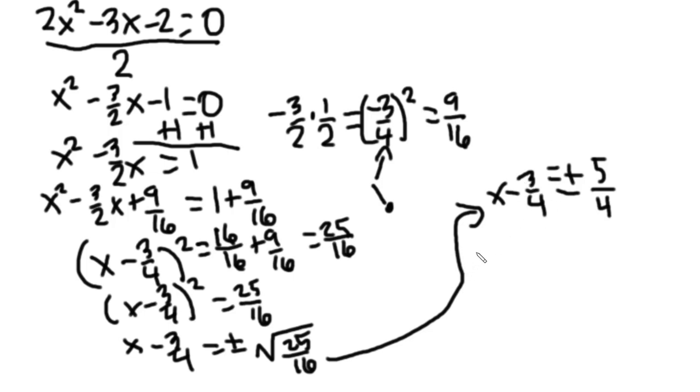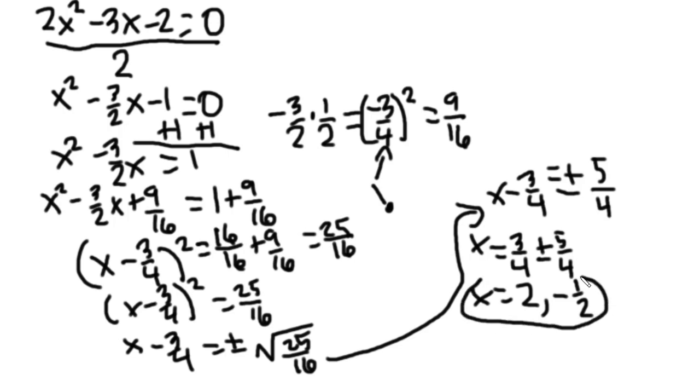Now I can move my 3/4 to the other side of my equation. So that gives me x equals 3/4 plus or minus 5/4. And then I can simplify this. 3/4 plus 5/4 is 8/4, which is 2. And 3/4 minus 5/4 is negative 2/4, which is negative 1/2. So there's my answer. x equals 2 or x equals negative 1/2.